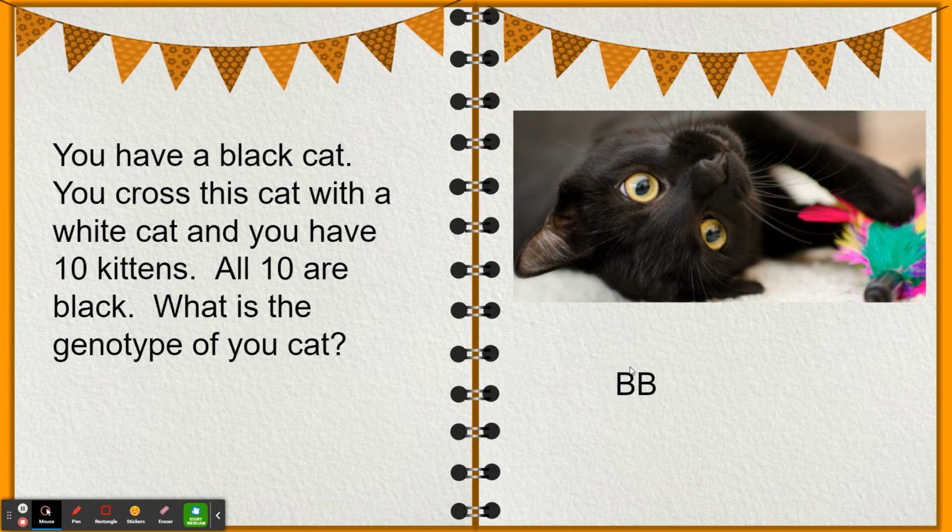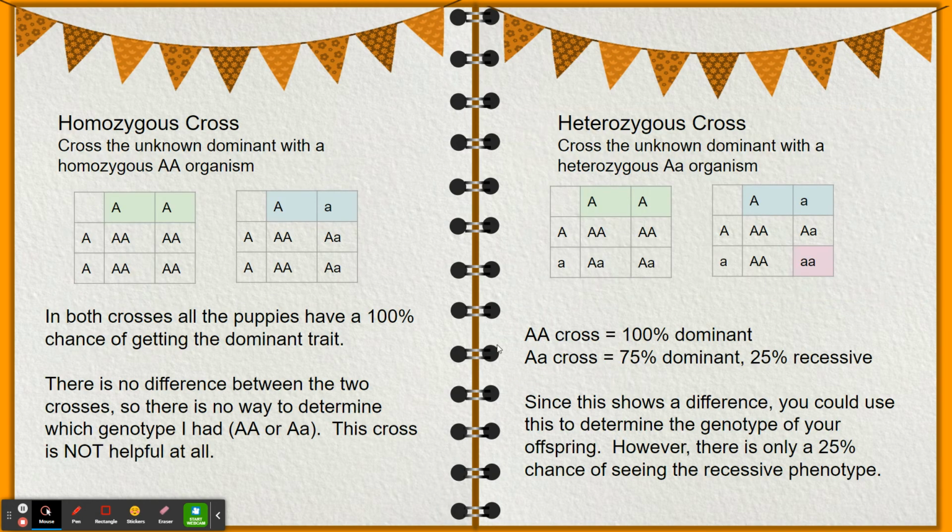Now you might ask, why do we always cross with the recessive? Well, we want a big difference between the two possible Punnett squares. So if I crossed it with instead a homozygous dominant organism, all of the offspring, no matter what they are, would all be dominant. And so that wouldn't really tell me anything. If I crossed it with a heterozygous organism instead of that recessive organism, then I only get a 25% chance, which is not a very big difference between the two Punnett squares.